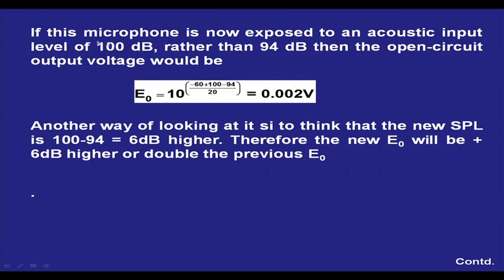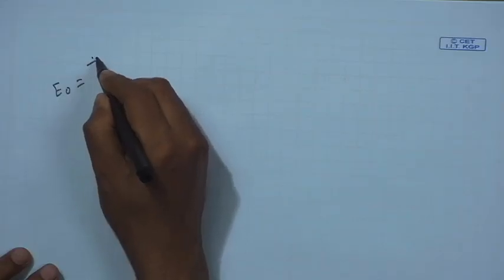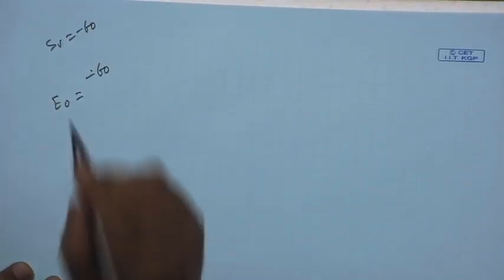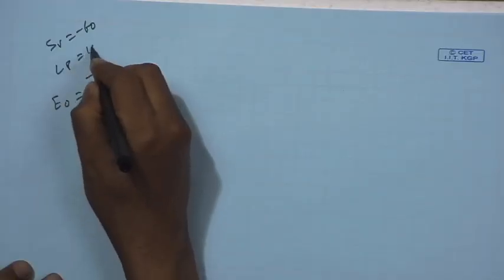If a microphone is now exposed to an acoustic level of 100 dB rather than 94 dB, then the open circuit voltage E0 should be computed for LP of 100 dB. So, if the microphone has a sensitivity of minus 60 dB, and we expose it to a sound pressure level LP of 100 dB.